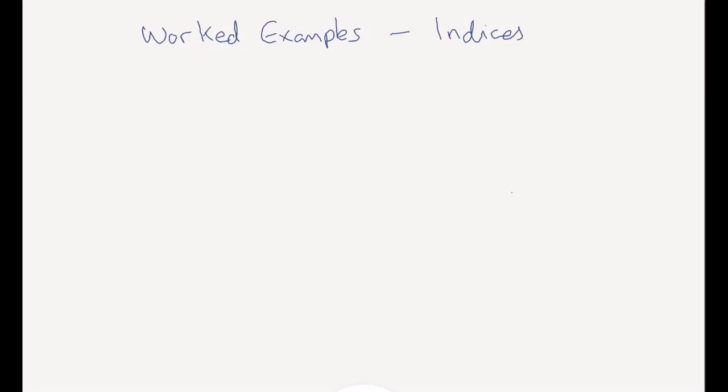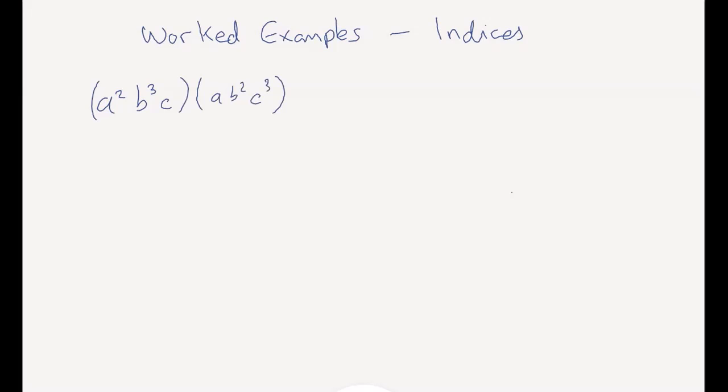Okay, I'm going to do some worked examples for indices, which should give you an idea how to do the rules that we did in the earlier video. So let's jump straight in. How about we have a squared b cubed c, and all of that is multiplied, so let's put a bracket around there, all that is multiplied by a b squared c cubed.